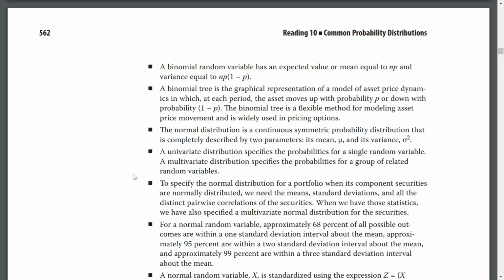A binomial tree is the graphical representation of a model of asset price dynamics in which at each period the asset moves up with probability p or down with probability 1 − p. The binomial tree is a flexible method for modeling asset price movement, and it is widely used in pricing options. The normal distribution is a continuous symmetric probability distribution that is completely described by two parameters: its mean, mu, and its variance, which is the standard deviation squared.